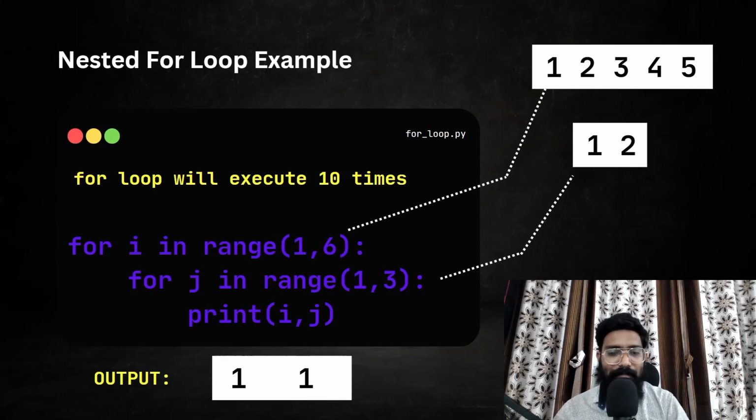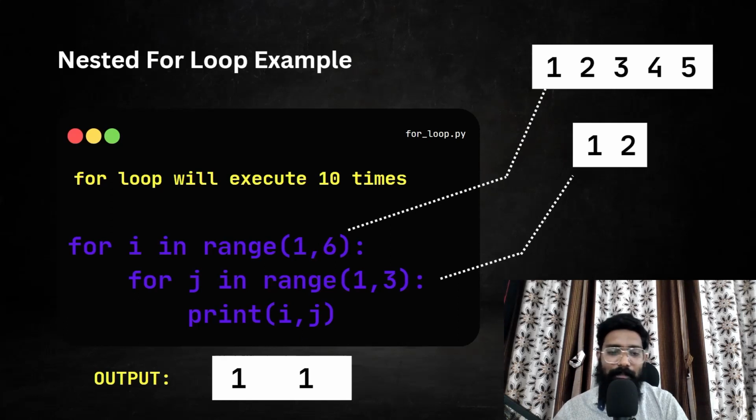How can we say that this is going to execute exactly 10 times? The reason is really simple. 1 to 6 contains 5 elements and 1 to 3 contains 2 elements. So 5 multiplied by 2 is going to be 10.